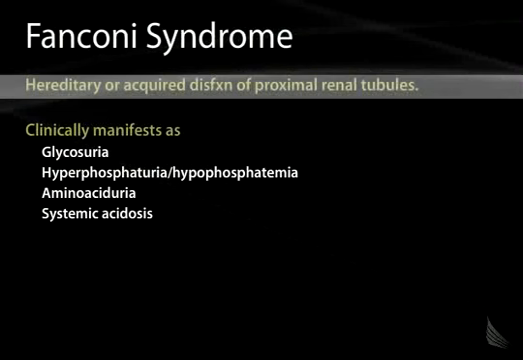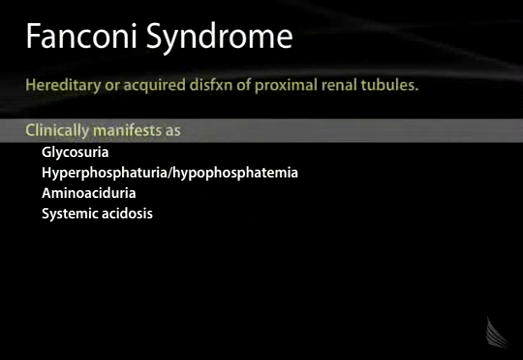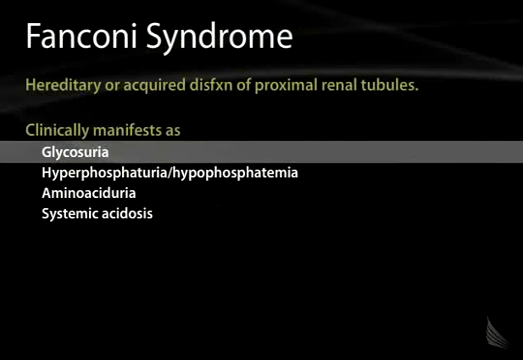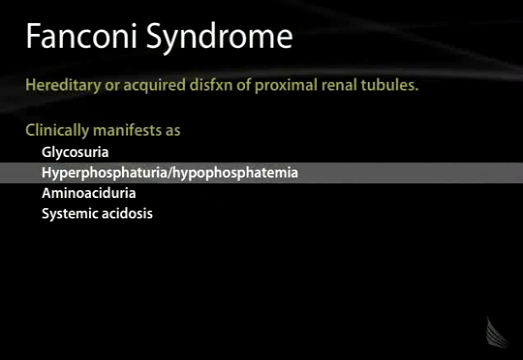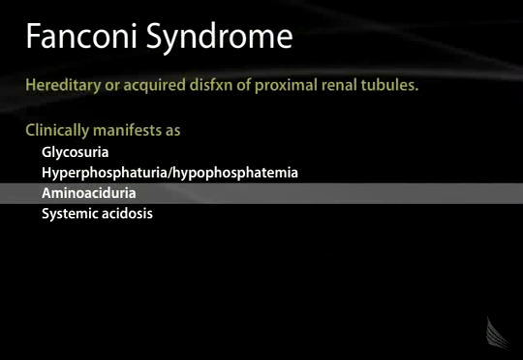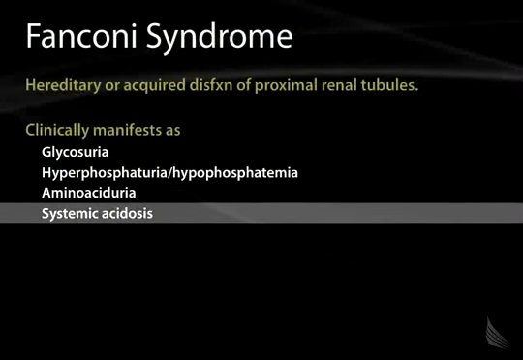Now, there are some hereditary diseases that can cause this. One is Fanconi syndrome. Fanconi syndrome is a hereditary or acquired dysfunction of the proximal renal tubules, in addition to some hematologic disorders as well, which we'll talk about in the hematology lectures. Clinically, this manifests as glycosuria, that means glucose or sugars in the urine, hyperphosphaturia, hypophosphatemia, aminoaciduria, which results from a defect in absorption of amino acids, and systemic acidosis.